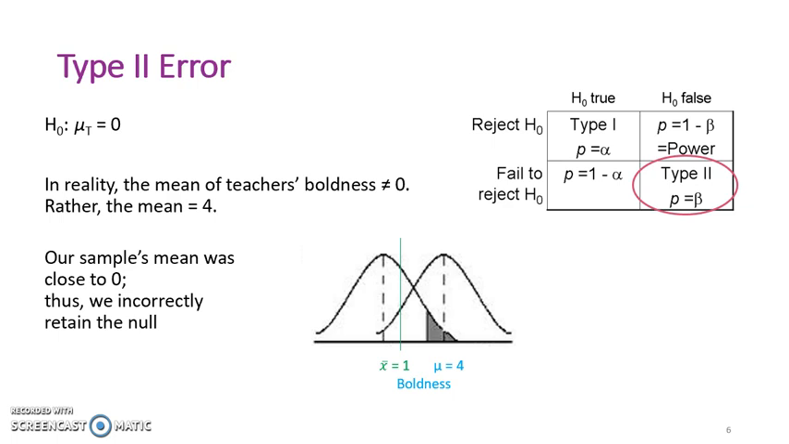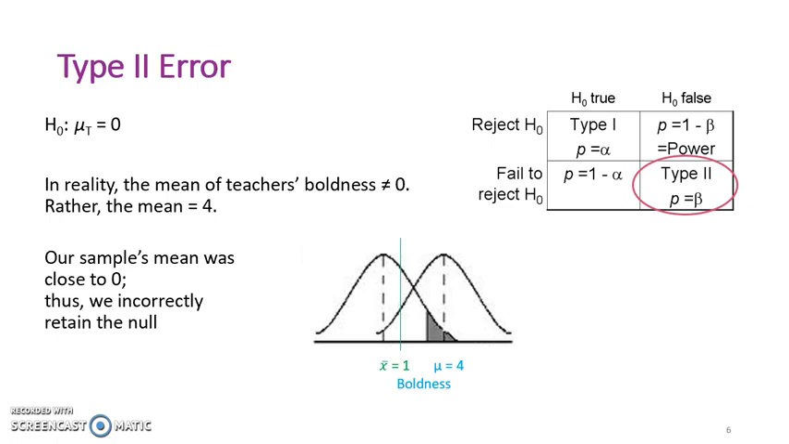To illustrate the concept of type 2 error, we are going to say that the null hypothesis is actually false in reality. In other words, the mean of teacher's boldness is in fact not equal to 0. Let's say it's actually equal to 4. When we collected our data, something influenced our results, and our teacher's boldness mean was reported as lower than what it was in reality. So in our sample, we calculated the teacher's boldness mean as 1. The sample mean was close enough to 0 that we decided to retain the null hypothesis.